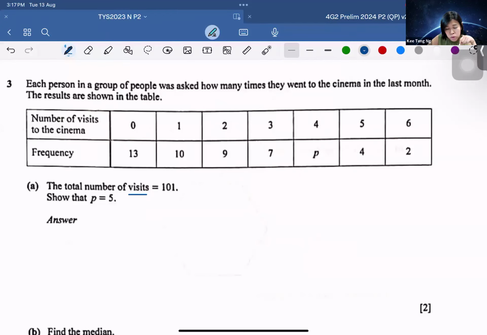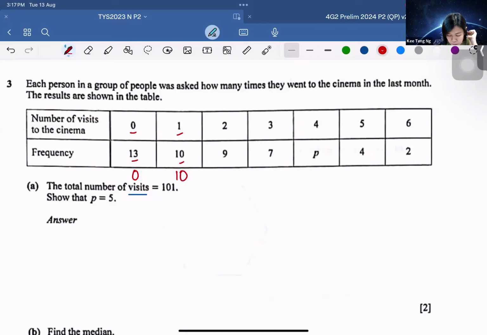So what do we know? I have 0 visits for 13 people. So how many visits are there? There are actually 0 visits. Correct? 13 people never go to the cinema at all. So it's 0 visits. I have 10 people who visited the cinema 1 time. So what's the total number of visits? 10 times 1 gives you 10.